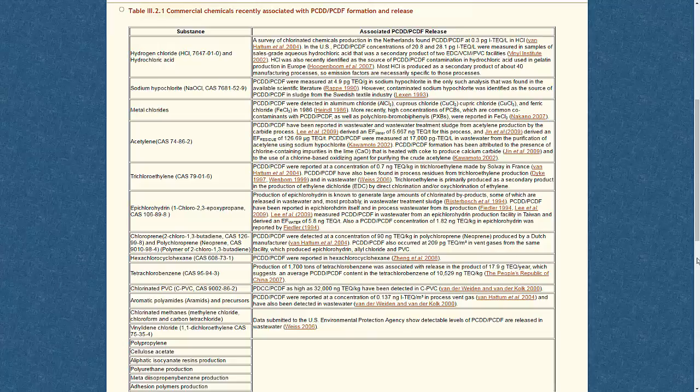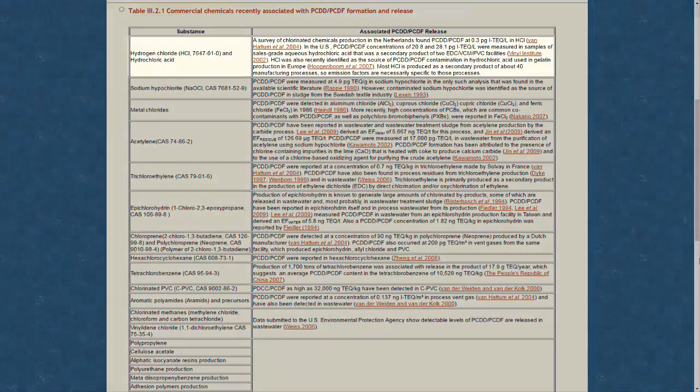Each one has been included in this table because dioxins have been detected in the chemical itself and or in the air emissions, wastewater, or residues of the chemical manufacturing process. Just taking a few as examples, hydrogen chloride is a secondary product of about 40 manufacturing processes, including, for example, PVC production, and it is used very widely in industrial processes.